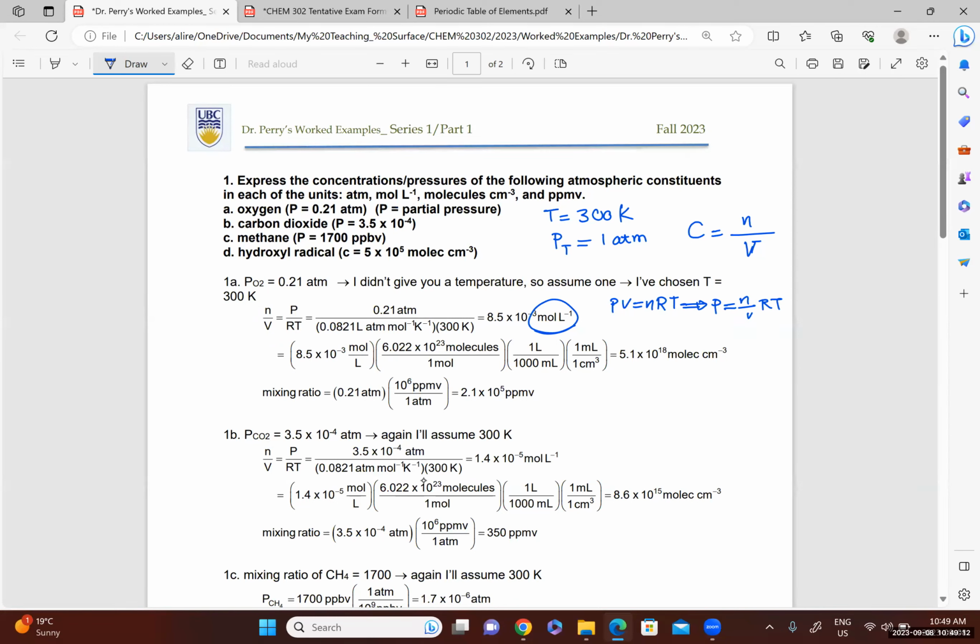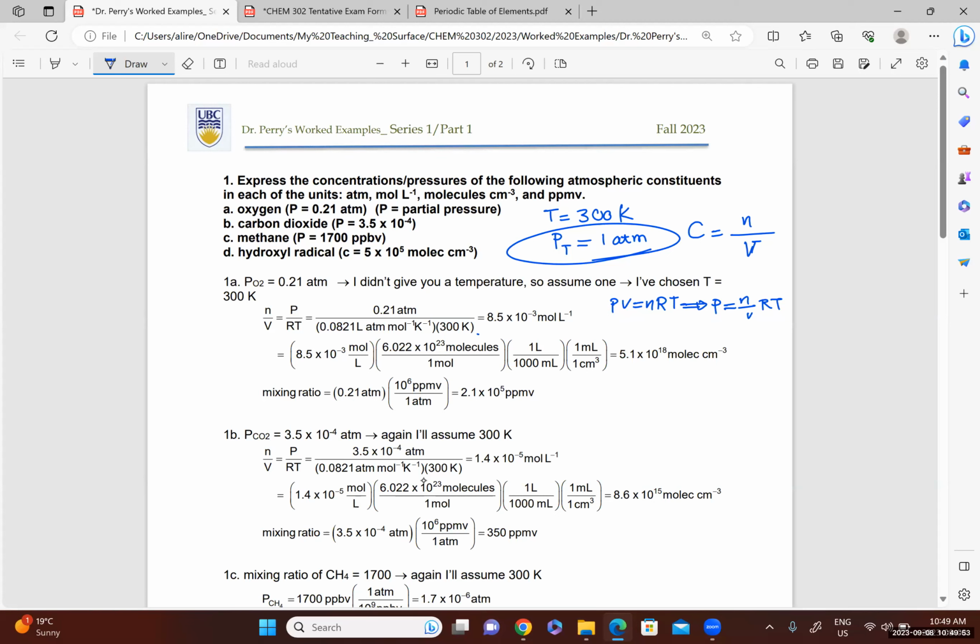So mole per liter is important. Pressure is the partial pressure of oxygen. The total pressure is 1 atmosphere, and this is the partial pressure of oxygen, which is given here. We just plug that value, 0.21 atmosphere, into this equation. The temperature in the ideal gas law must be in Kelvin. Sometimes we might give you the temperature in degrees Celsius, so make sure that you convert it to Kelvin, and then plug that value into the equation.